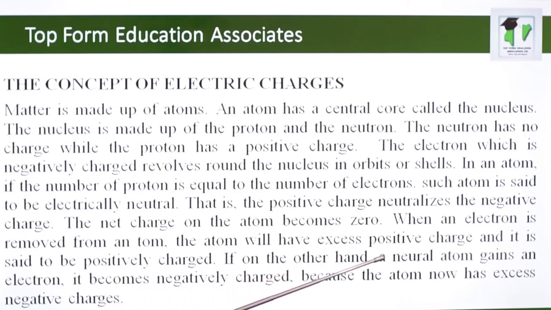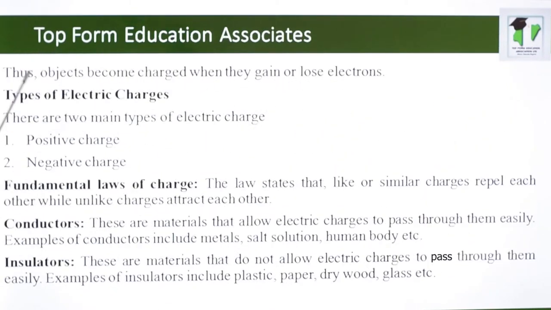If, on the other hand, a neutral atom gains an electron, it becomes negatively charged, because it will now have excess electrons, meaning the atom has excess negative charges. Thus, objects become charged when they gain or lose electrons. Now, types of electric charges. There are two main types of electric charges. The first one is positive charge. The second one is negative charge.